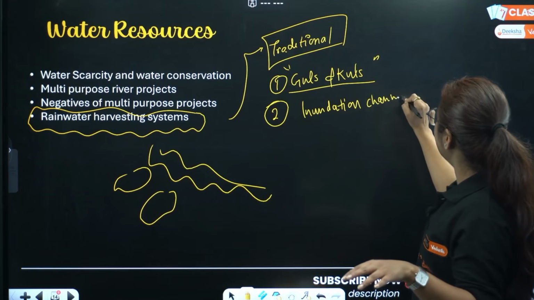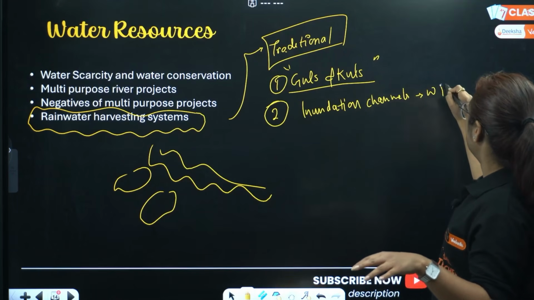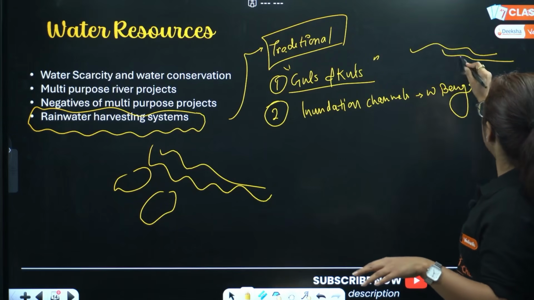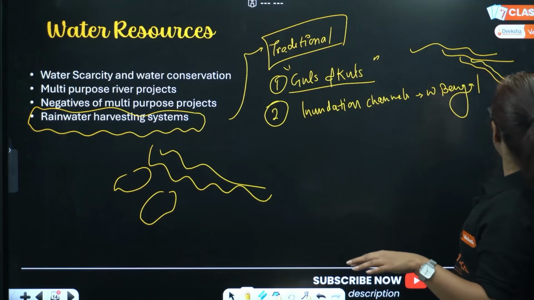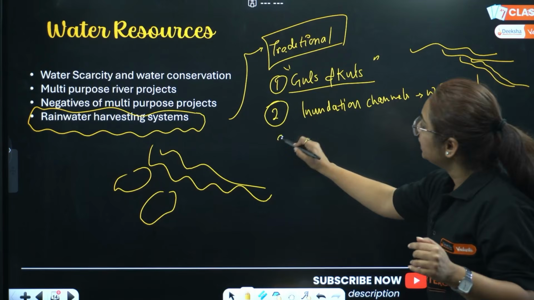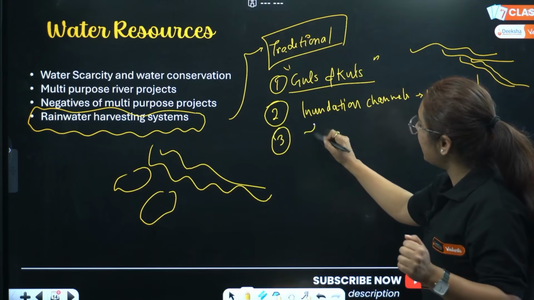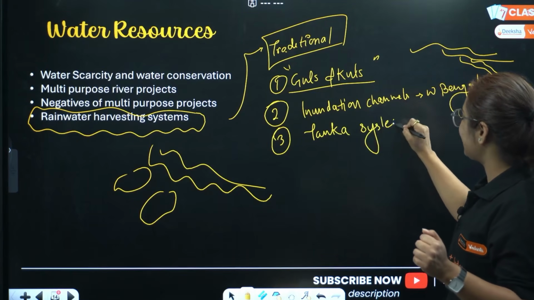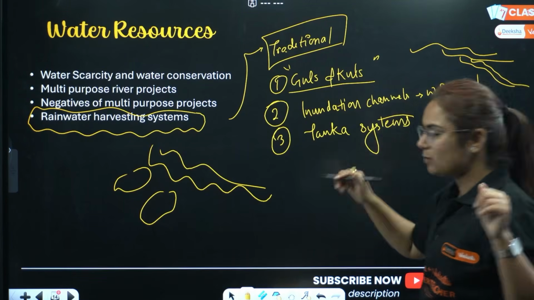Inundation channels are there in West Bengal. Okay, so West Bengal inundation channels are there, like this river. Then beneath the surface, these channels are made and divert the water. Third one, we can say that Tanka system in Rajasthan. So tanks are made in Rajasthan beneath their houses.